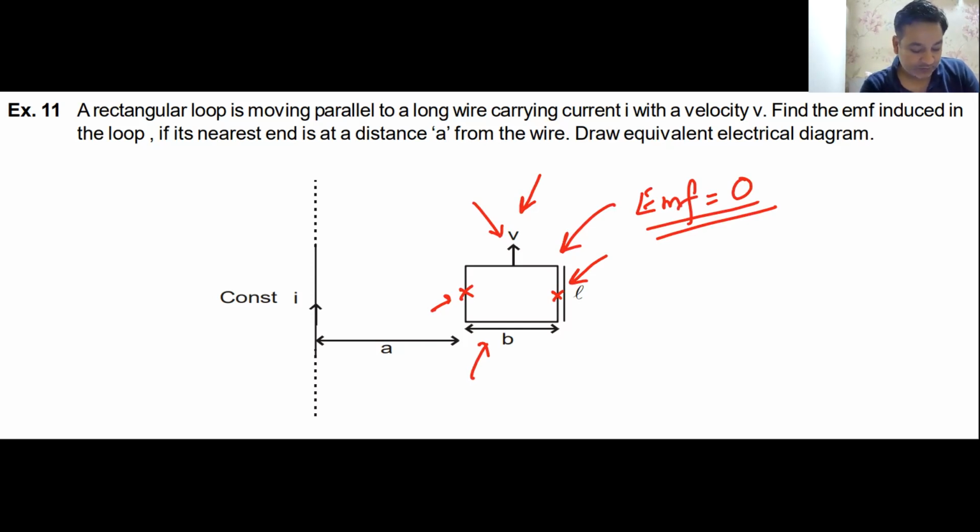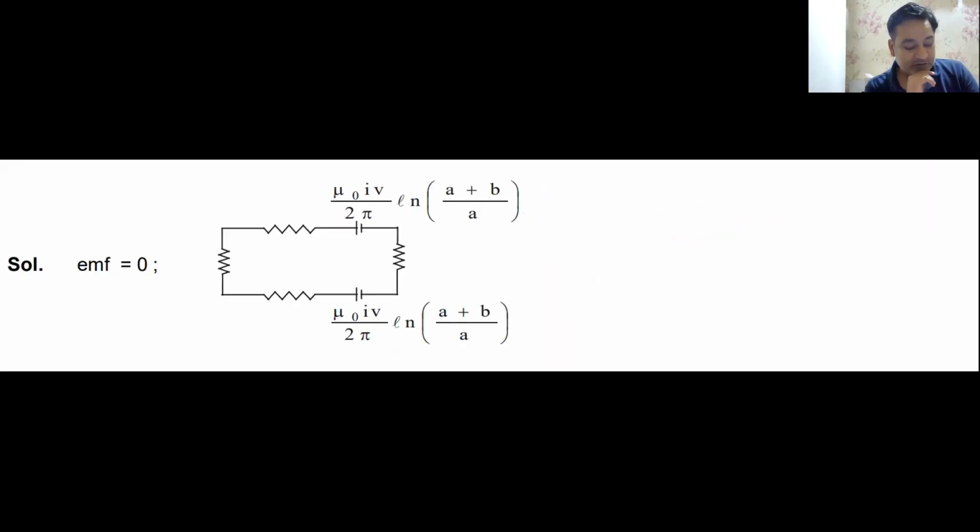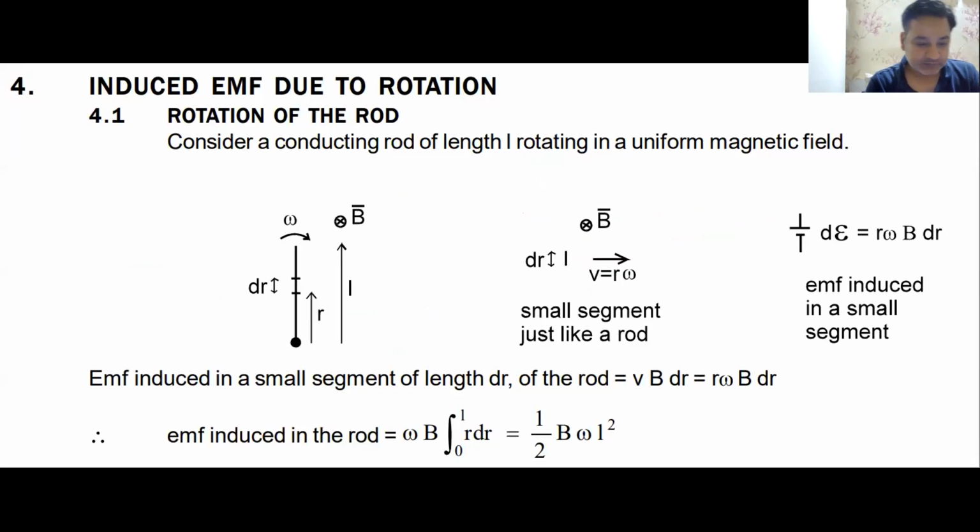So it will look like this. You just calculated the value. Do you agree? Full confidence, you agree. That is why, for the entire loop, the EMF is zero. Shall we move ahead?